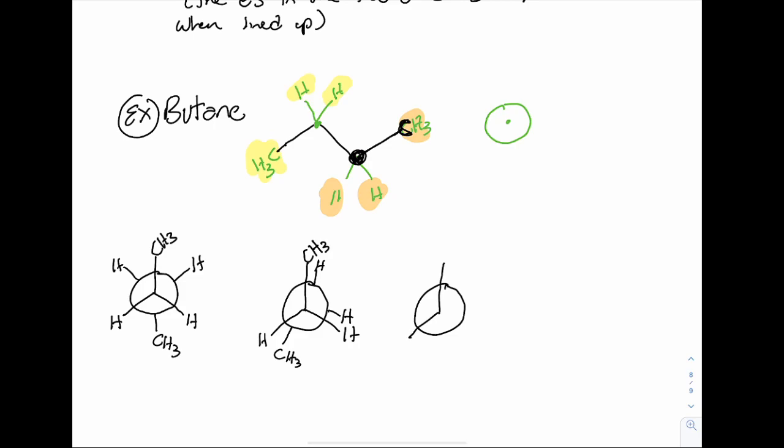So again, I kept the front the same, and then I rotated the back. Sorry, it's staggered, not eclipsed. I might have said it backwards, right? It was eclipsed. The one I'm currently drawing is staggered.